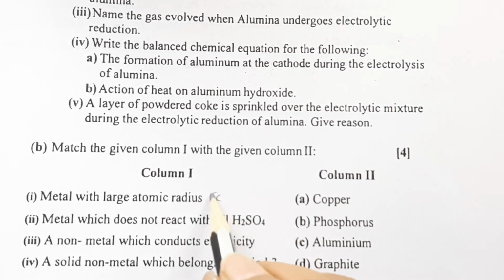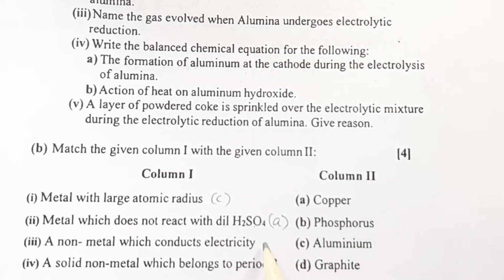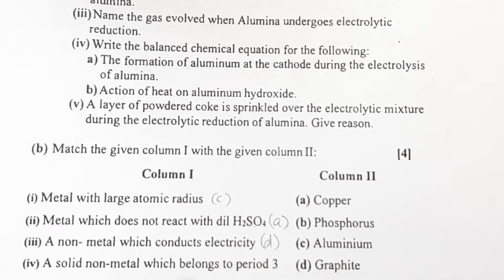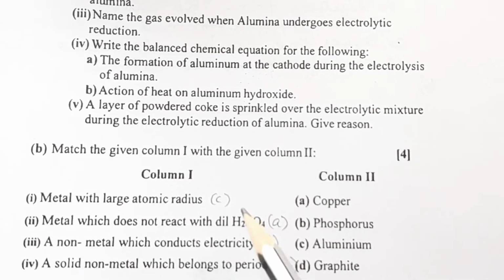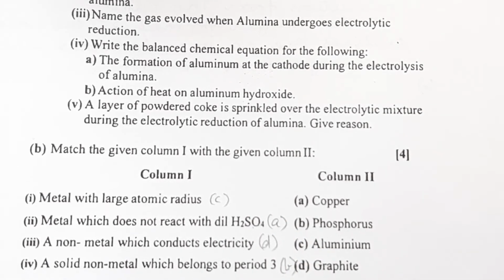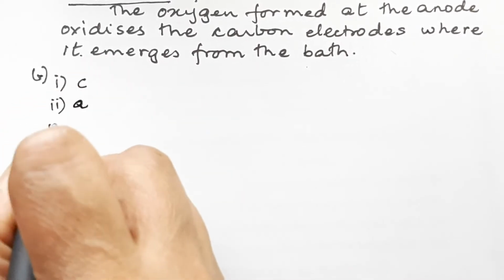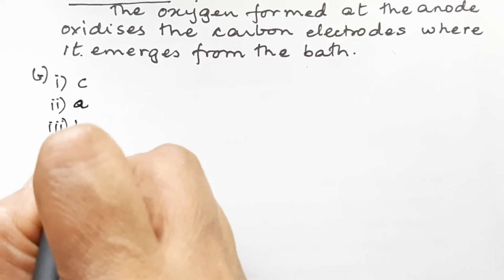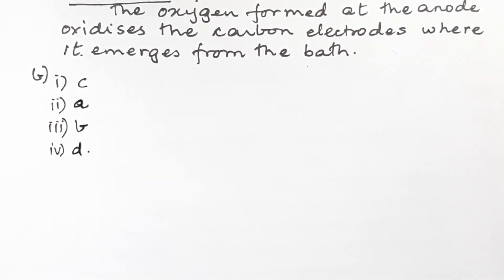So here we have, this is C, this is copper, this one is D, and this one is B. CADB. So we'll write just that. C A B D. And that finishes our question number 6.